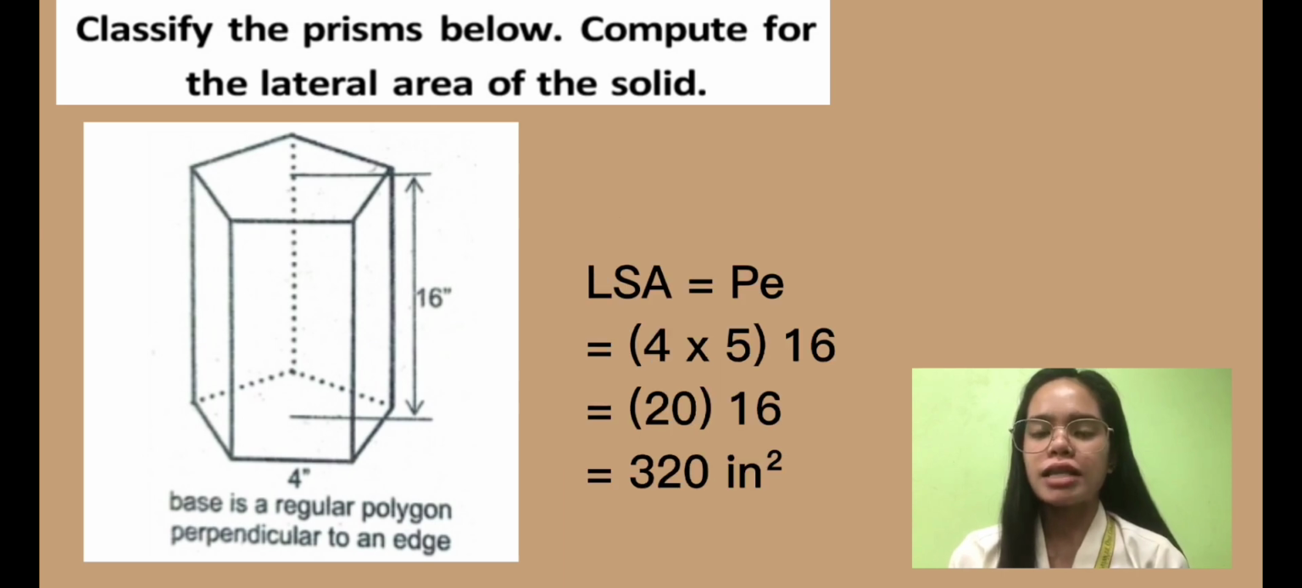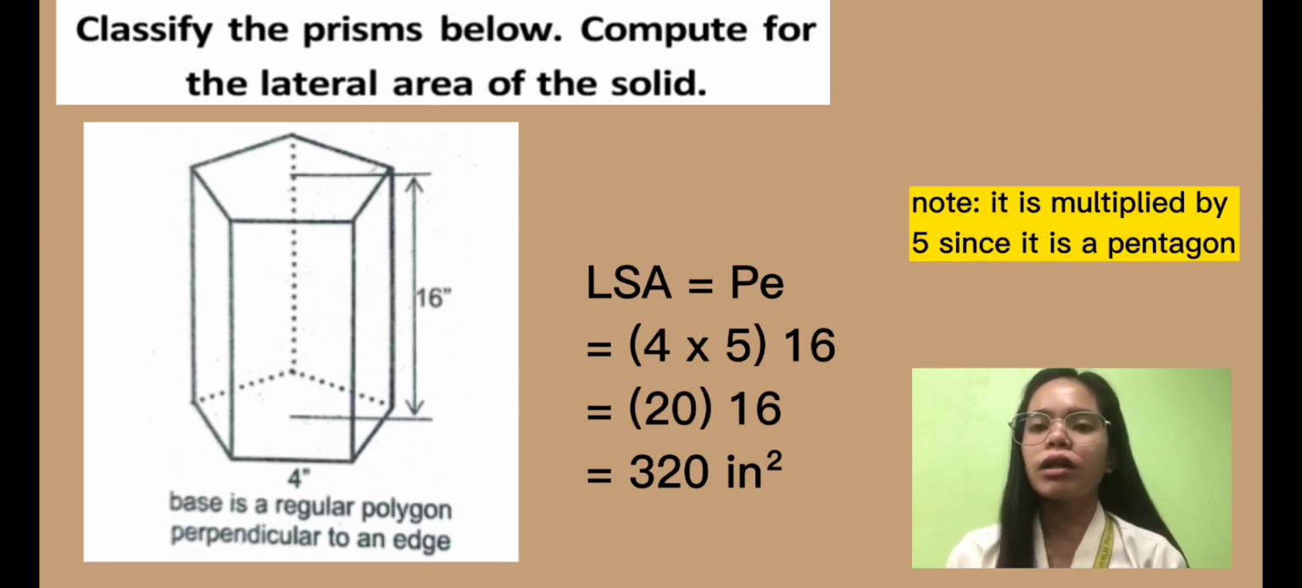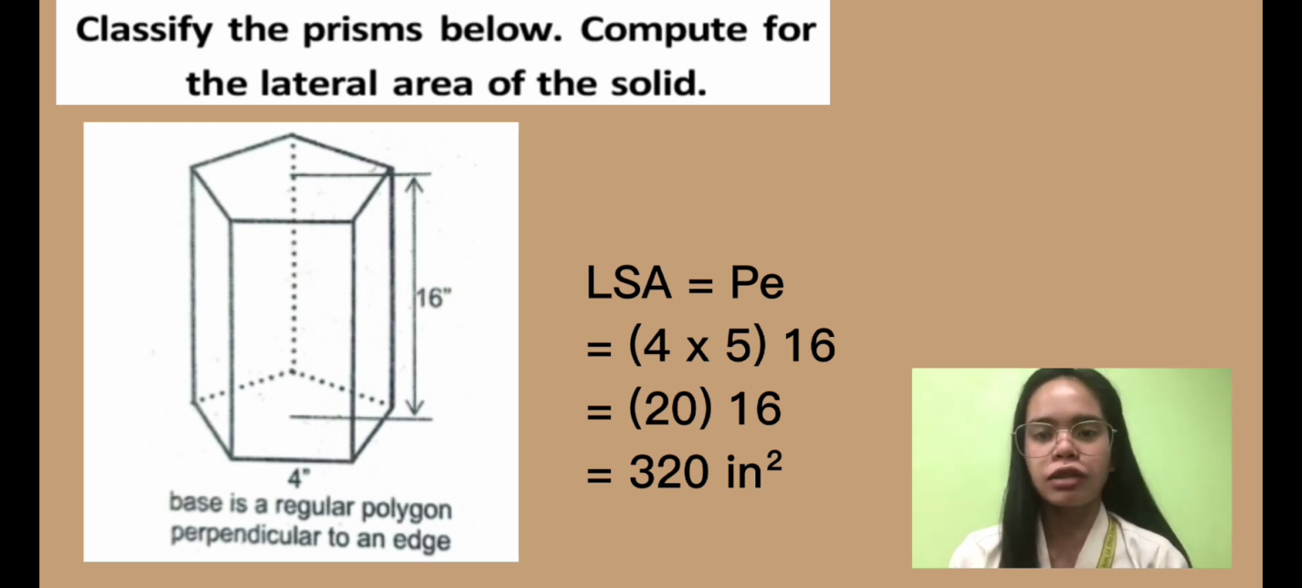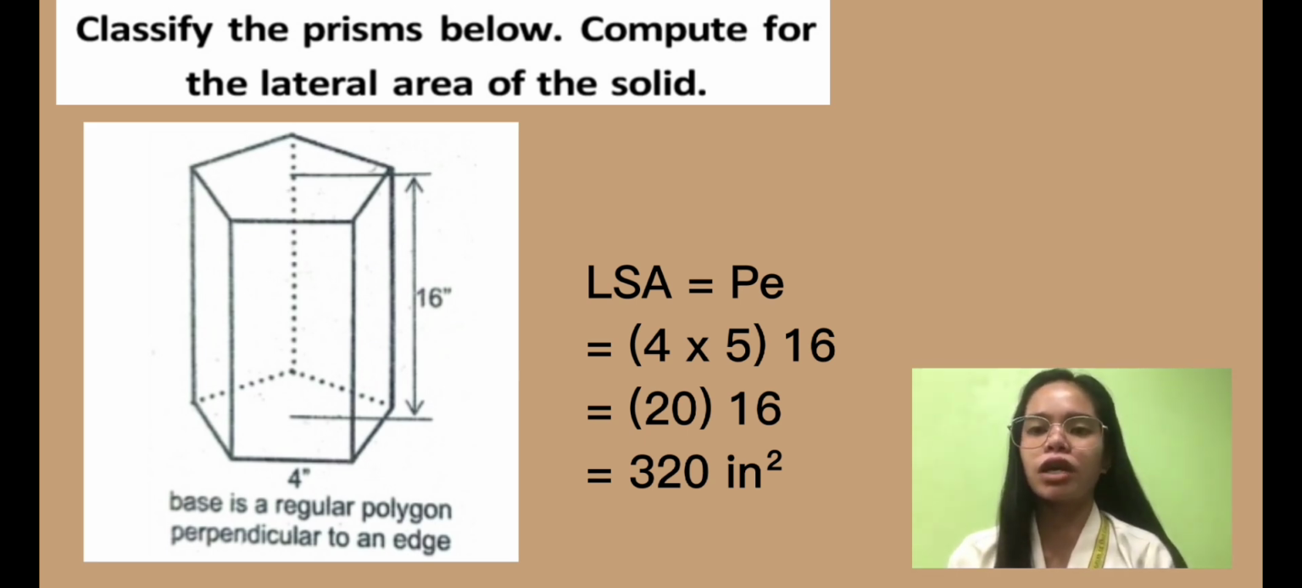For the formula, it says that we will just simply multiply. But before that, we will multiply first the perimeter and the number of sides of the pentagon. So 4 times 5, 5 is the sides of the pentagon, is equal to 20. And next, we will multiply 20 by 16, as 16 is the value of the edge, and it is equal to 320. So the lateral area of the solid is 320 square inches.